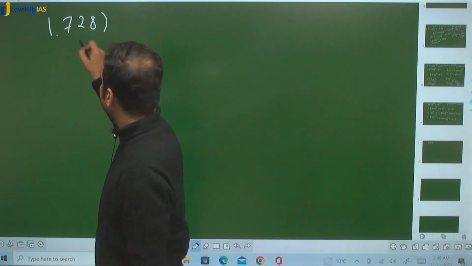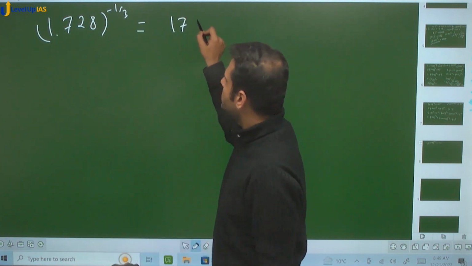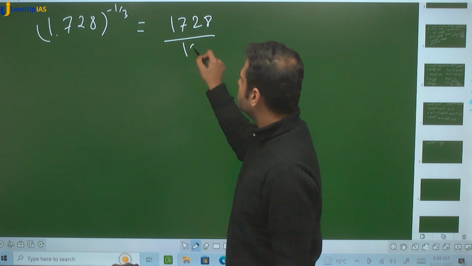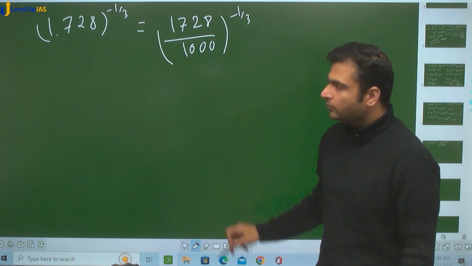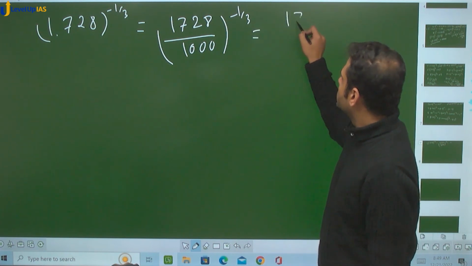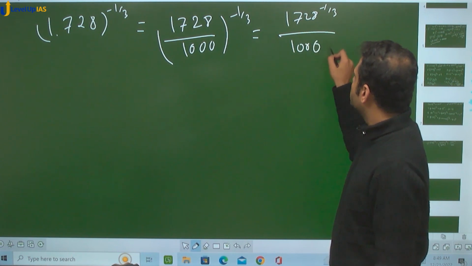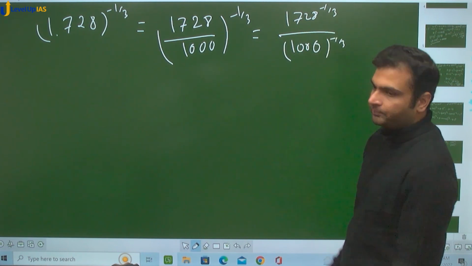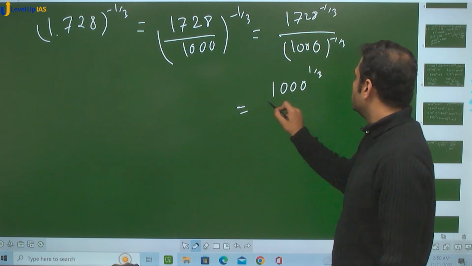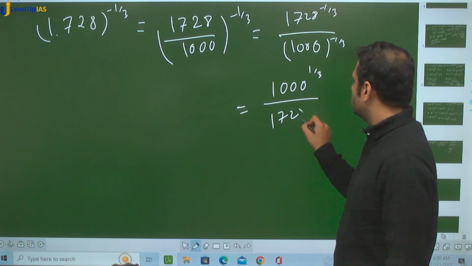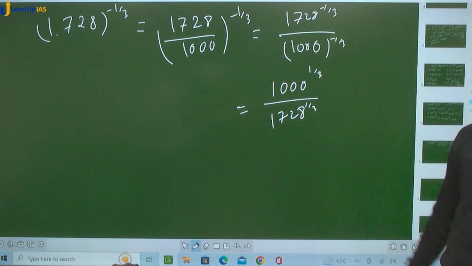1.728 raised to minus 1 by 3, right? This is equal to clearing the base, 1728 divided by 1000, raised to minus 1 by 3, right? Which is 1728 raised to minus 1 by 3 divided by 1000 raised to minus 1 by 3, which is 1000 raised to 1 by 3 divided by 1728 raised to 1 by 3. Minus flips.